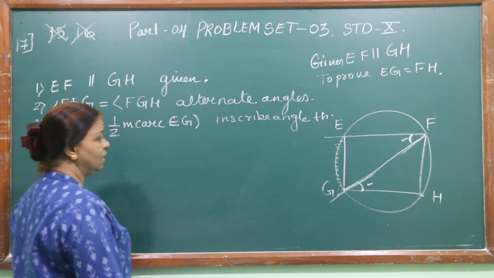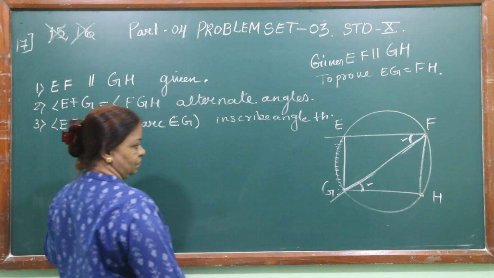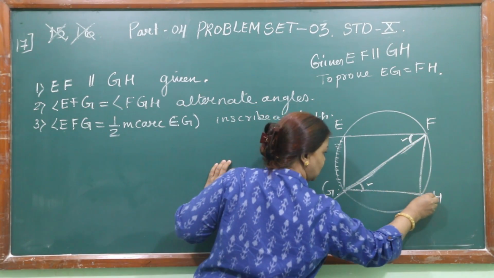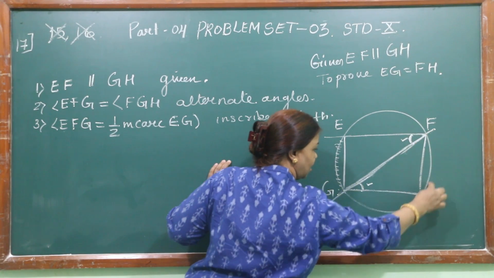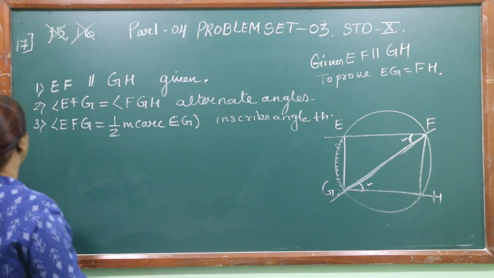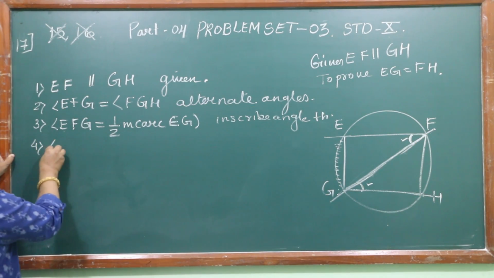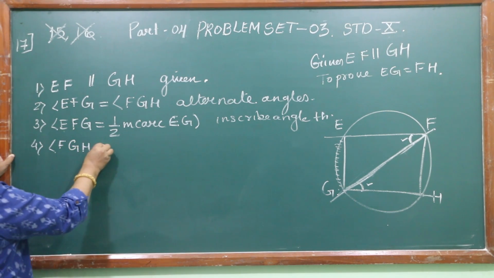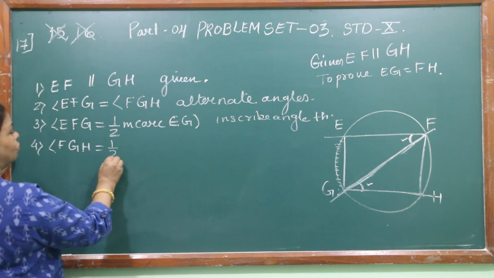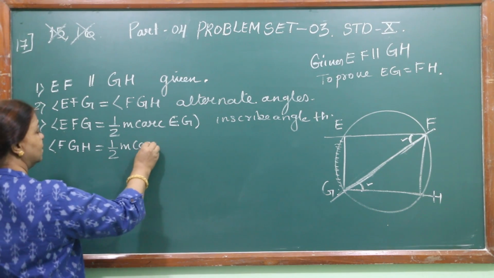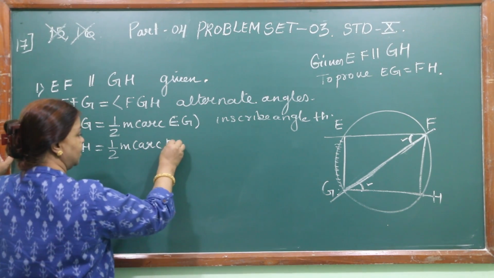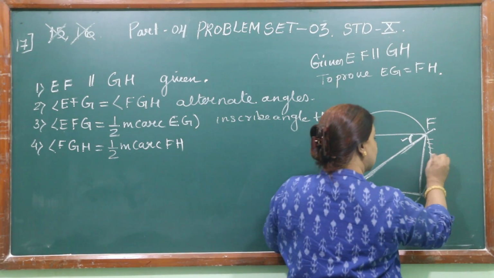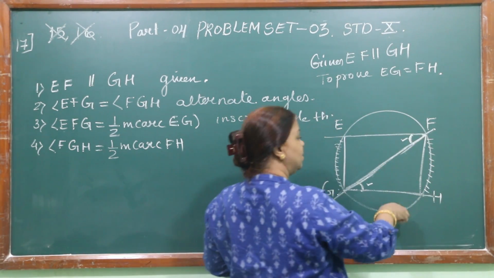Now similarly, this angle is intercepting arc FH. So fourth point can be written, angle FGH is equal to half of major arc FH. This angle is intercepting this arc and inscribing this arc.